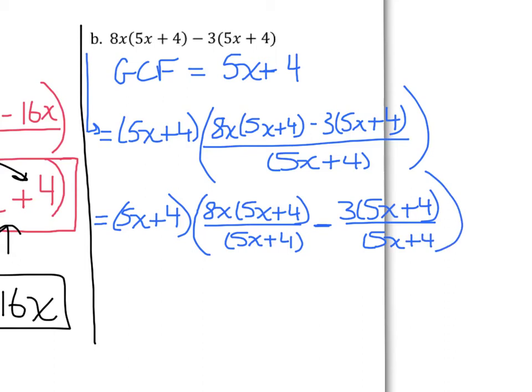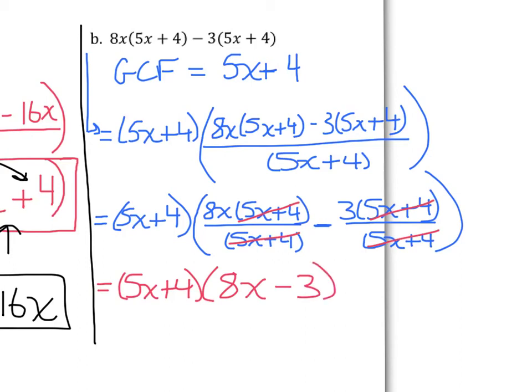And now with that, you can see that the 5x plus 4 is canceled there. The 5x plus 4 is canceled there. And now you're going to have your 5x plus 4 on the outside, and on the inside, you'll be left with 8x minus 3. All right? And that will be your solution to this polynomial here in factored form when factoring out the GCF.